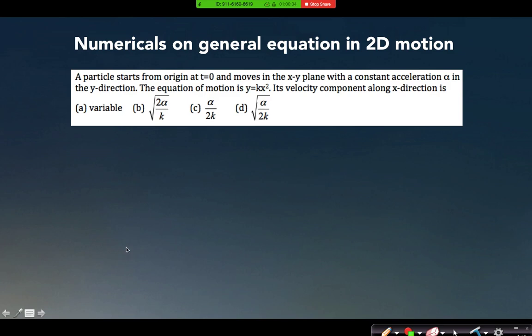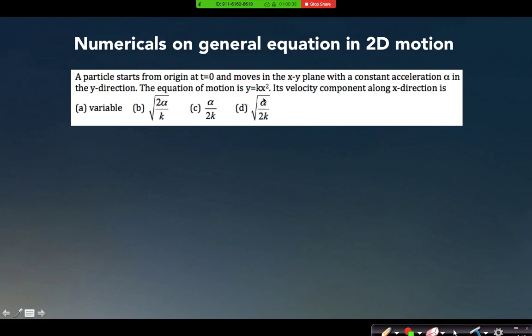Let us try to solve it. This question says a particle starts from origin at t equal to 0 and moves in the xy plane with a constant acceleration alpha in the y direction. Look, this term is saying that the particle has an acceleration only in the y direction. So it does not have any acceleration in x direction, right? Because if it has acceleration along y direction, the component of that acceleration along x-axis will be obviously 0.